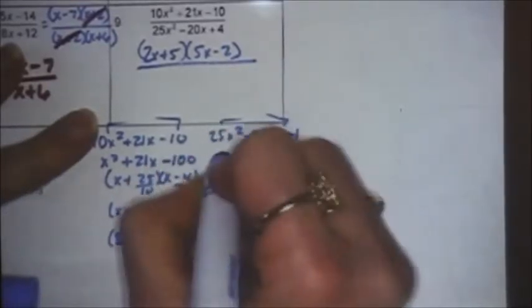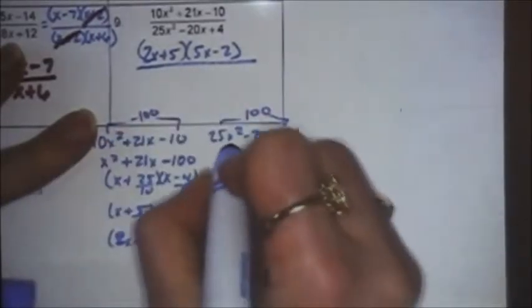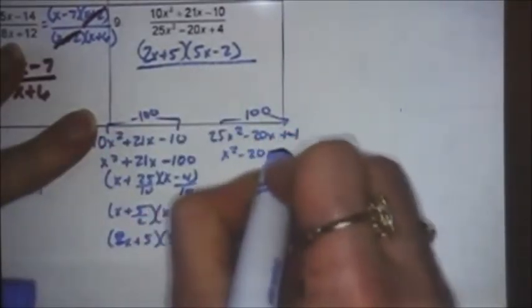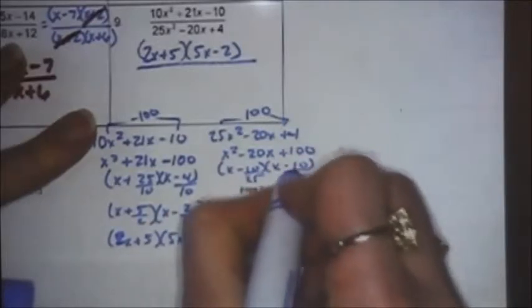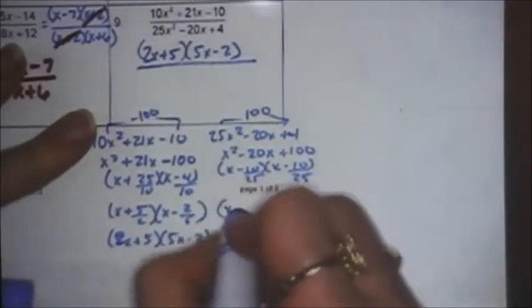So 25x squared minus 20x plus 4. Multiply first and last and get 100. That's x minus 10, x minus 10. Bring back that 25. Simplify, so I get x minus 2/5, x minus 2/5. Both of those bottoms up, so you get 5x minus 2 and 5x minus 2.